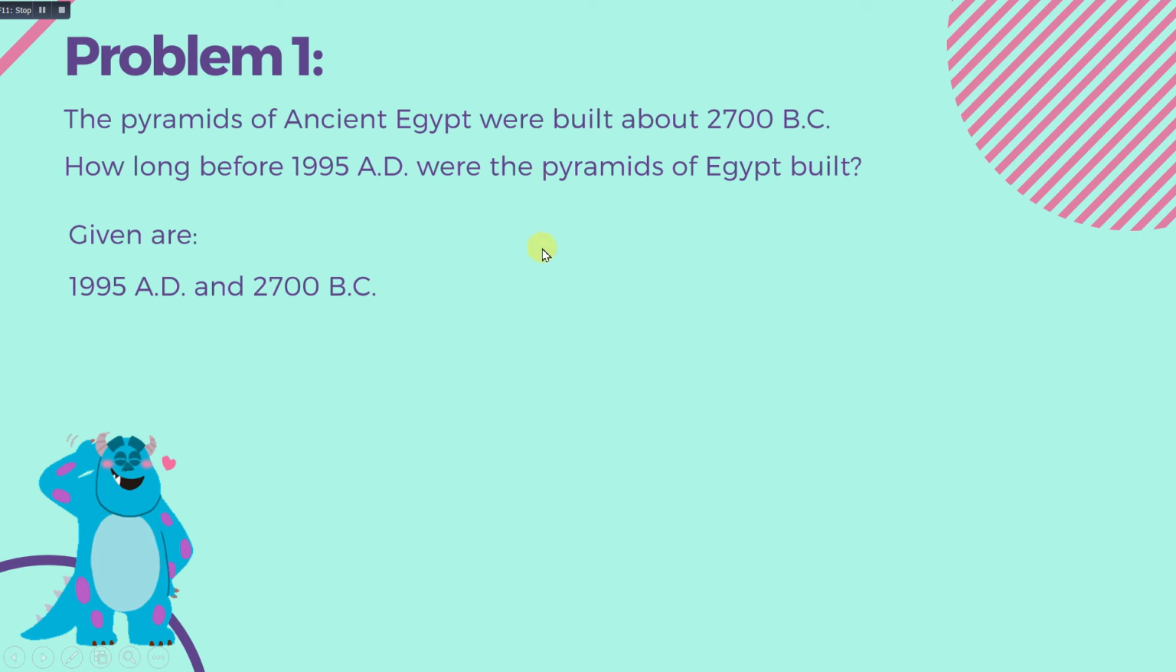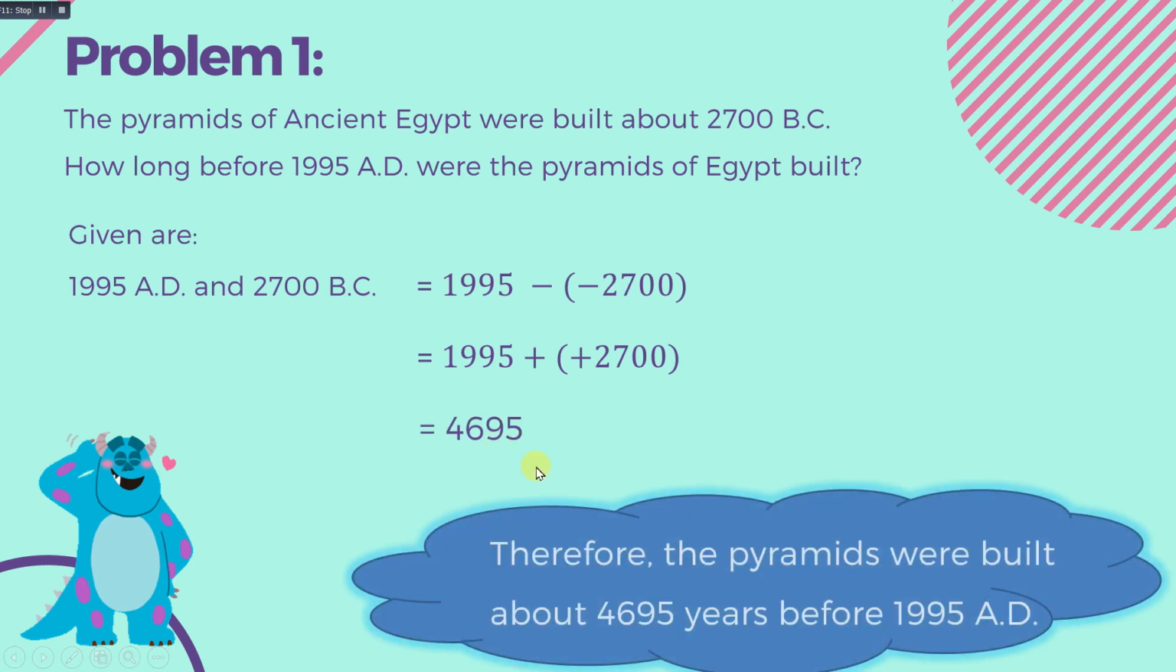Problem number 2. The average temperature at the North Pole during winter is negative 40 degrees Fahrenheit. The average temperature on the South Pole during winter is negative 76 degrees Fahrenheit. How much warmer is the average temperature at the North Pole than the South Pole? So again, identify first the givens, which are negative 40 Fahrenheit and negative 76 Fahrenheit. We just need to focus on the question.